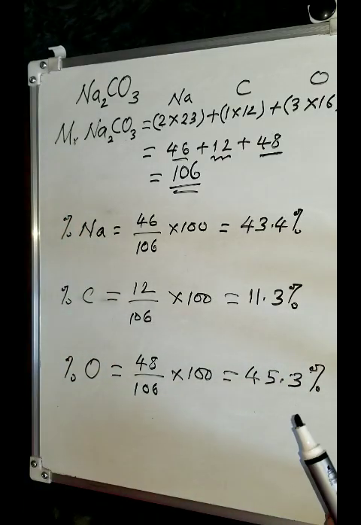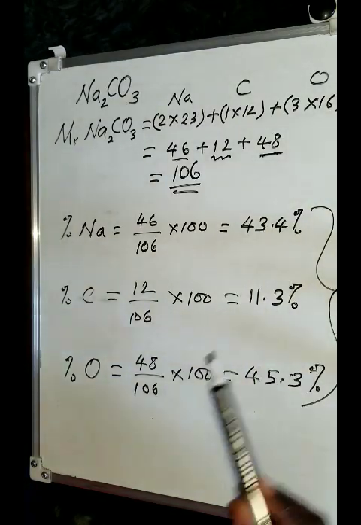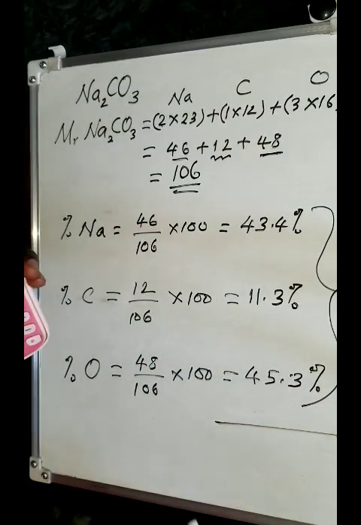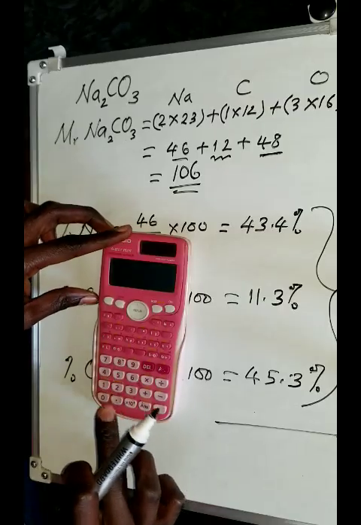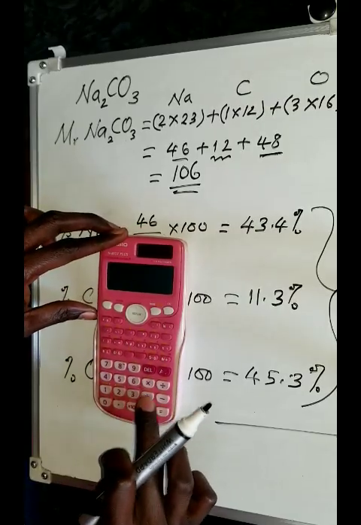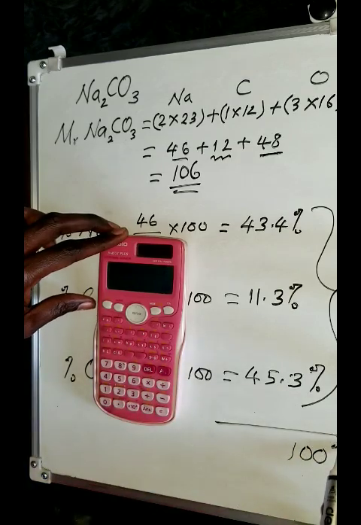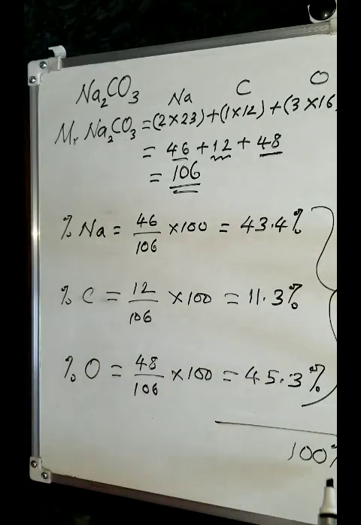Now the good part is that if you are dealing with a compound, if you were to add the percentage composition of all the elements in that compound, it should give you 100. For example, if I add 43.4 plus 11.3 plus 45.3, it gives me 100%, because the total percentage in a compound will always be equal to 100. It may give you 99.9%, but when you round off, that will give you 100%.